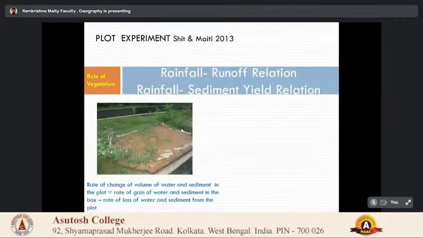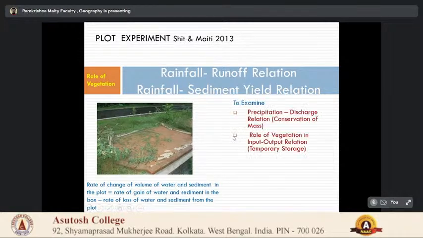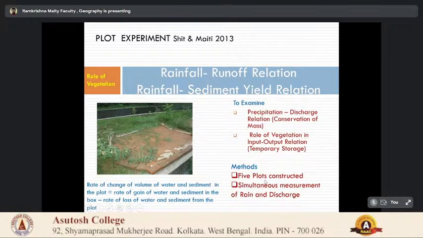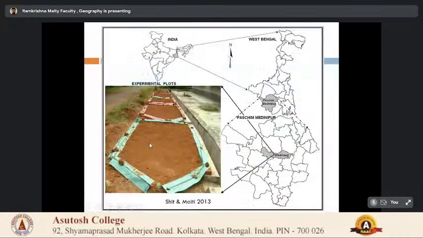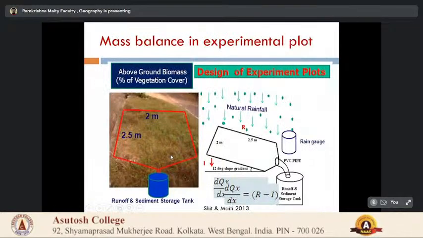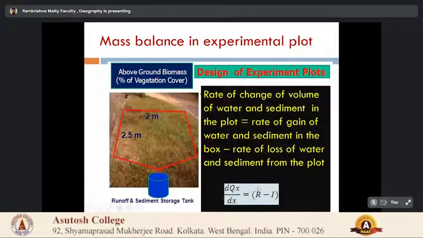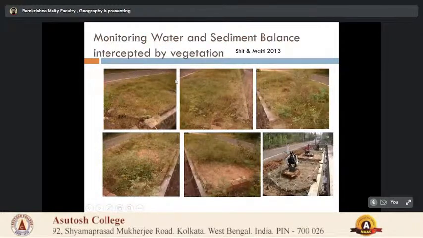We try to understand this principle of conservation of mass by constructing some plots. So five plots were constructed to understand the precipitation-discharge relationship and the role of vegetation in input-output relationship or temporary storage within those plots. So these are the plots. Those are five plots which are constructed and which are constantly monitored in every rain. So there are the vegetations.